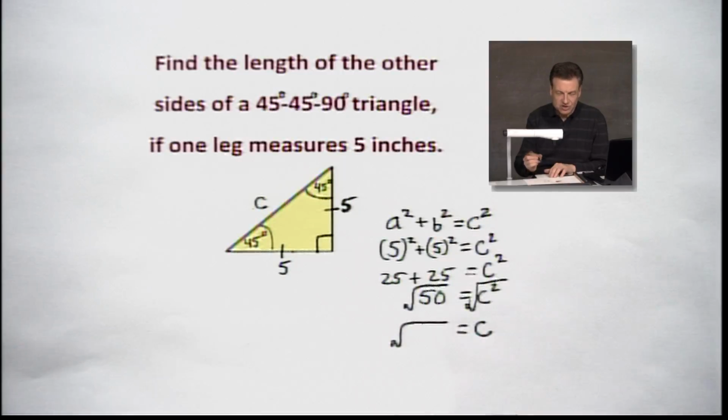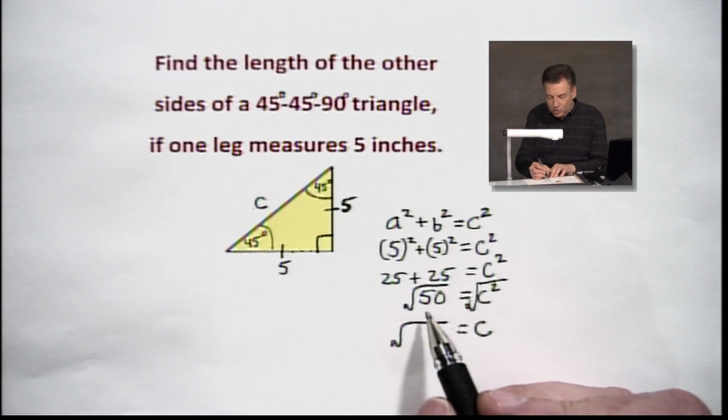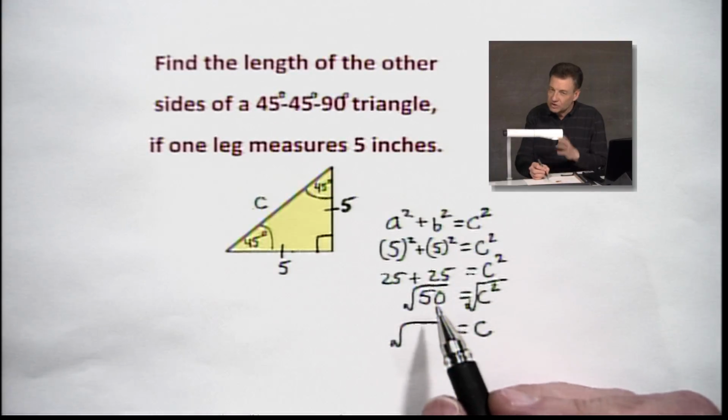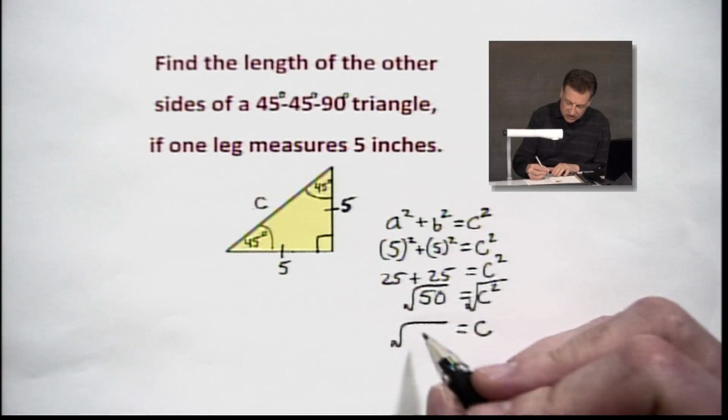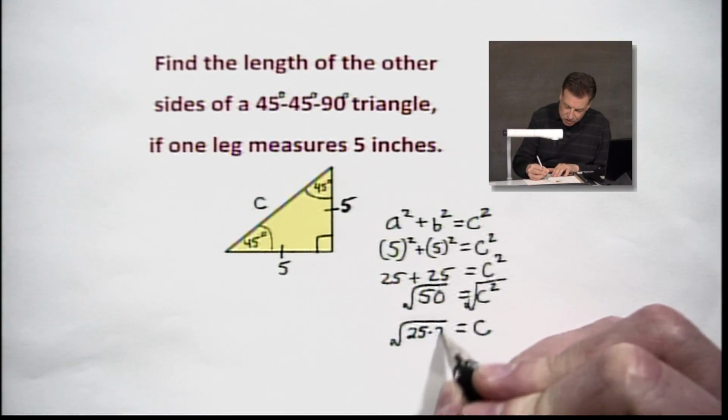Look for a factor of 50 that is a perfect square. Now, 25 looks good to me, because 25 is a perfect square. 25 times 2. Folks, when you see numbers like 50, 25, 75, 125, think about your money. Those are quarters. That's like 2 quarters, so it's easy to remember. You're going to say 25 times 2.